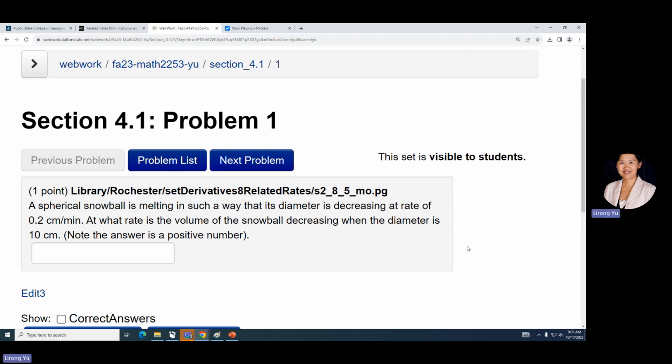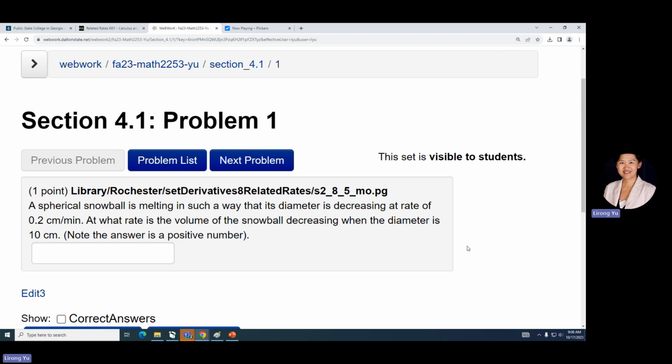Right, let's look at the first one for the related rate questions. You can see there's a big variety of questions. Depending on what question is in there, very likely there are a couple of geometric questions. Like this one is a spherical snowball. A sphere is a round surface. It's melting in such a way that its diameter is decreasing at a rate of 0.2. At what rate is the volume of the snowball decreasing when the diameter is 10 centimeters?